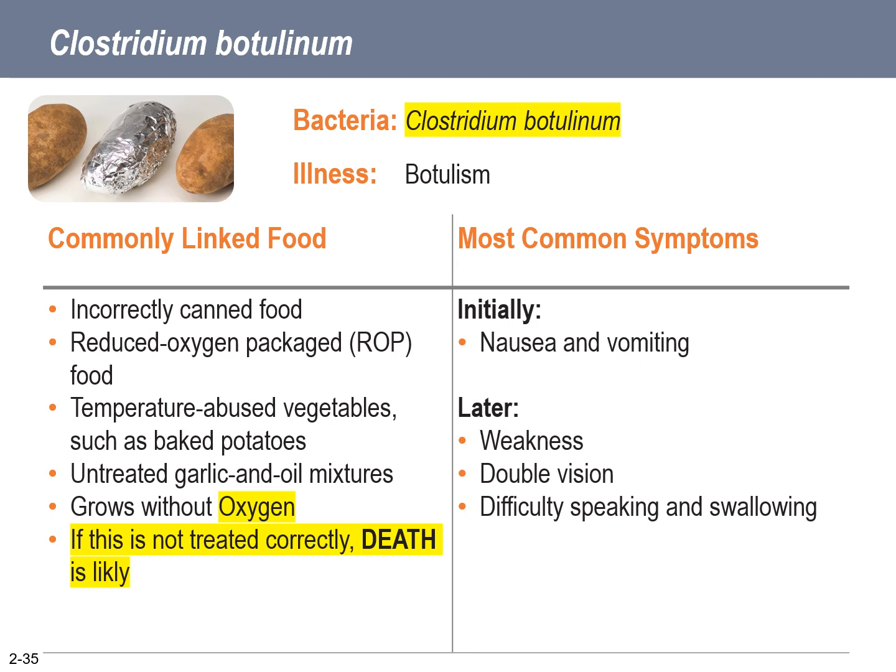Clostridium botulinum. Linked foods are incorrectly canned food, reduced oxygen packaging, so vacuum sealed foods, temperature abused vegetables such as baked potatoes, and untreated garlic and oil mixtures. This can grow without oxygen, and if it's not treated correctly, death is likely. Initially, you could have nausea and vomiting, and later on, weakness, double vision, and difficulty speaking and swallowing.